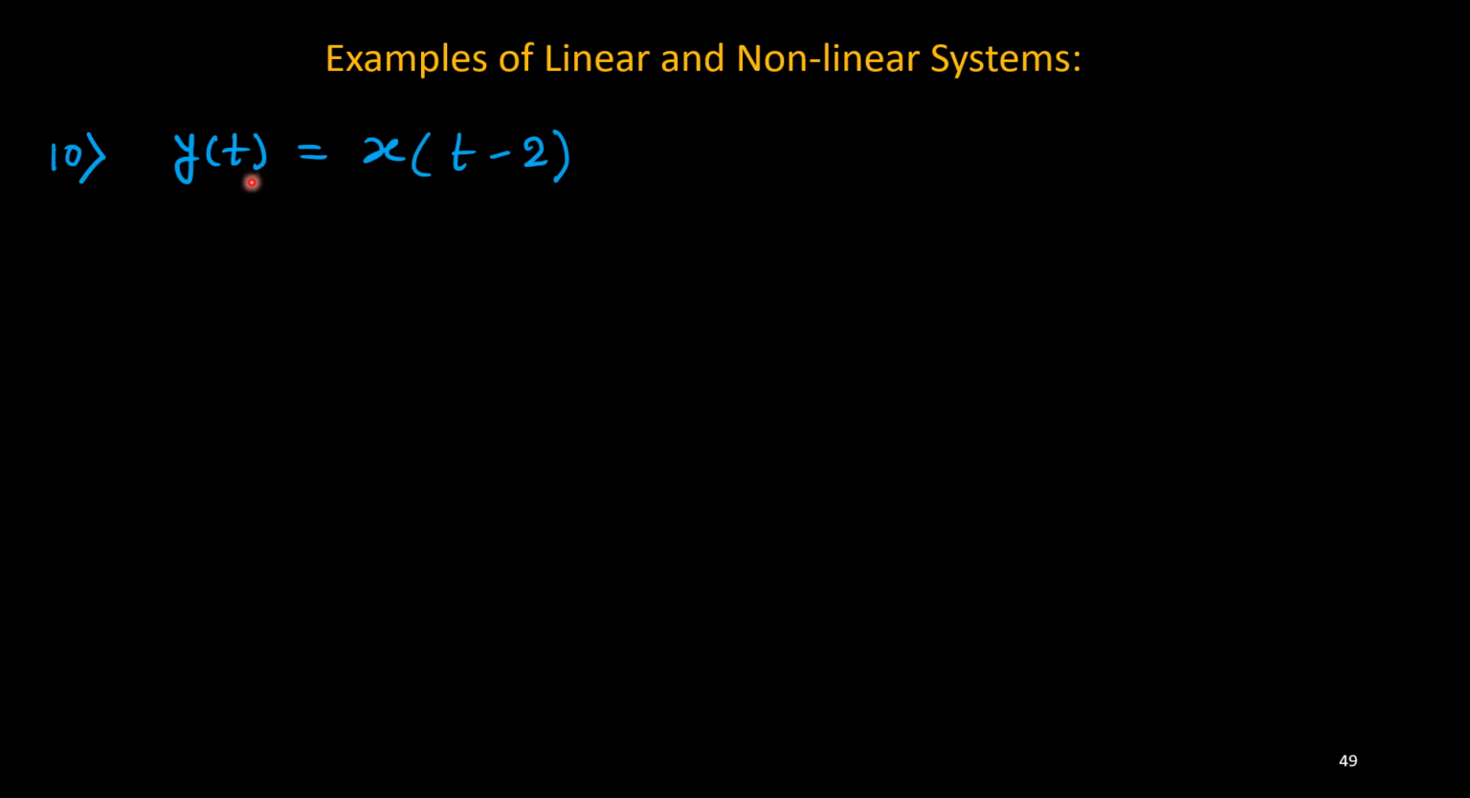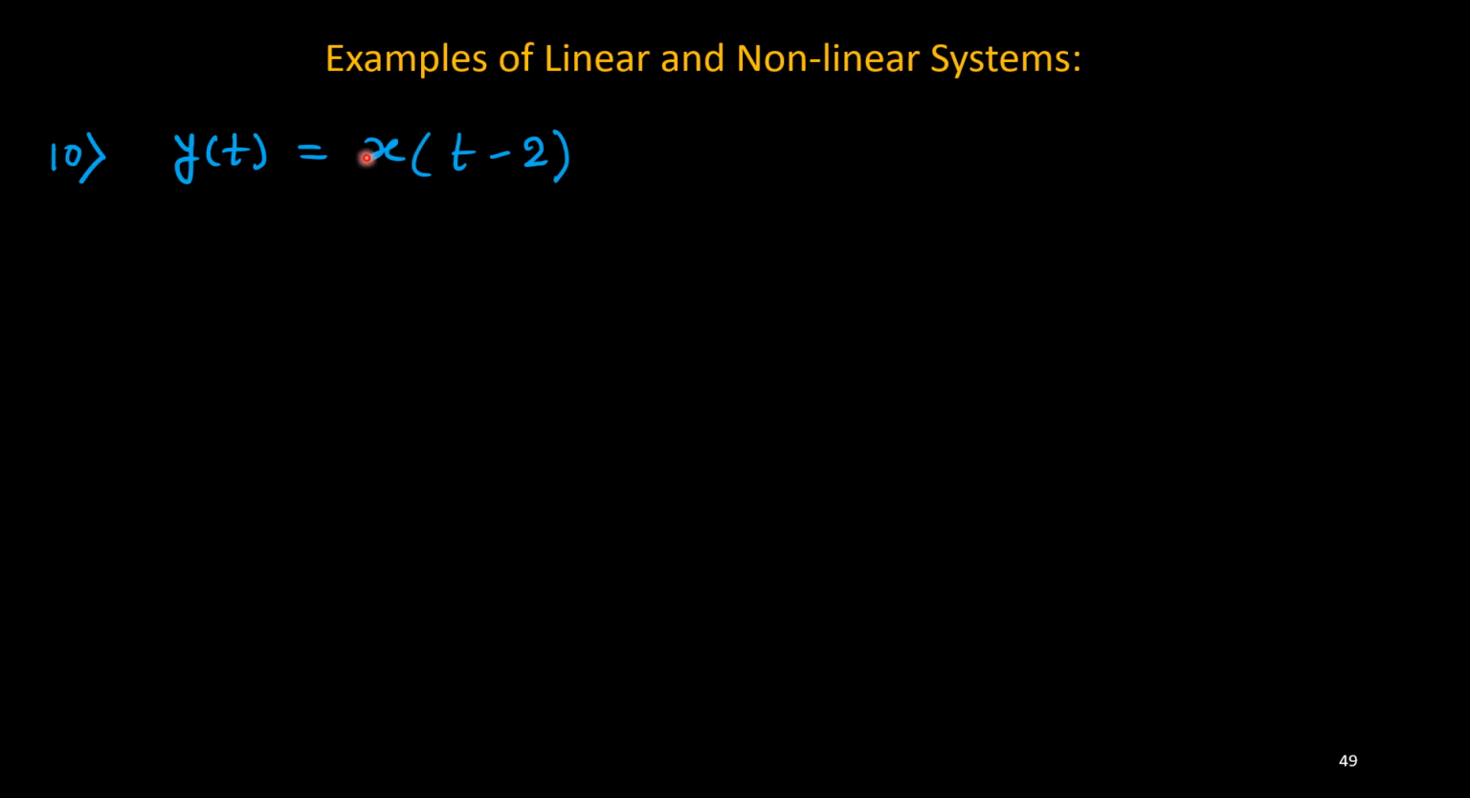Now consider y of t equals x of t minus 2. So what is this? This system is basically a delay system. You have applied x of t and you obtained y of t, which is x of t minus 2. So the output is delayed by 2 seconds. You are getting the same signal, only delayed. So the system is linear again, because you are getting the same nature, just delayed.